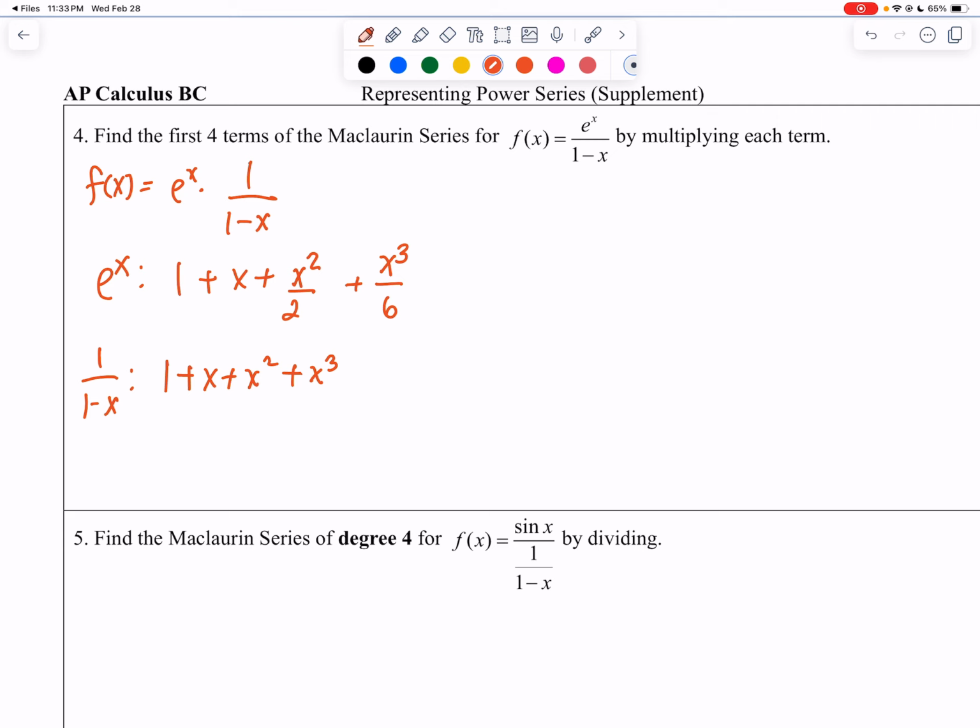Now, we want to find the first 4 terms. I'm going to be multiplying this by this. Now, the trick on doing this is picking one of these series right here and multiplying that by each term of the other representation. So what I'm going to do here is multiply each term here with e to the x. If I do 1 plus x plus x squared plus x to the third with 1, I'm obviously just going to get the same thing.